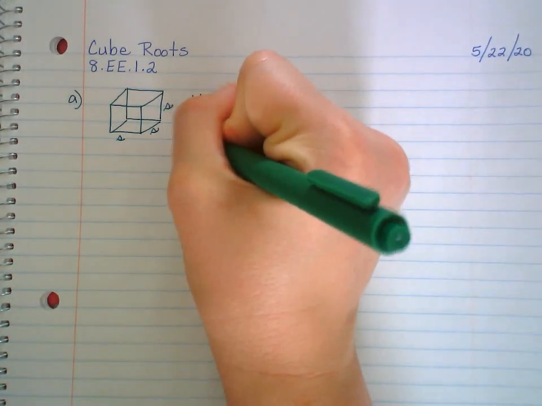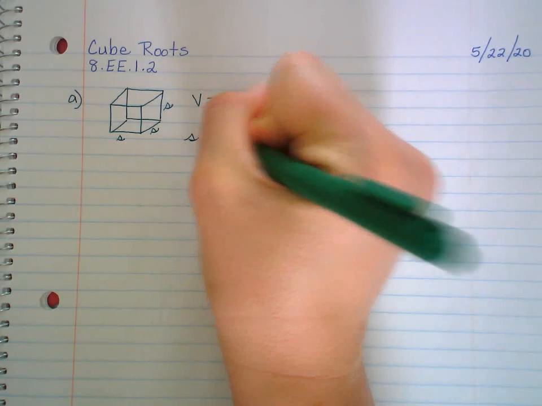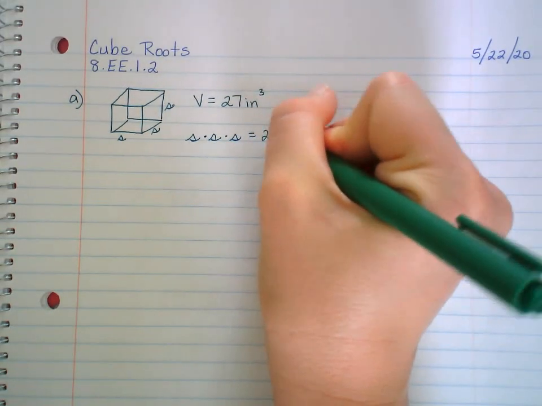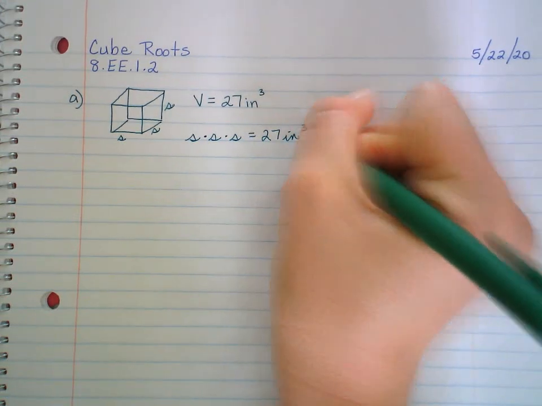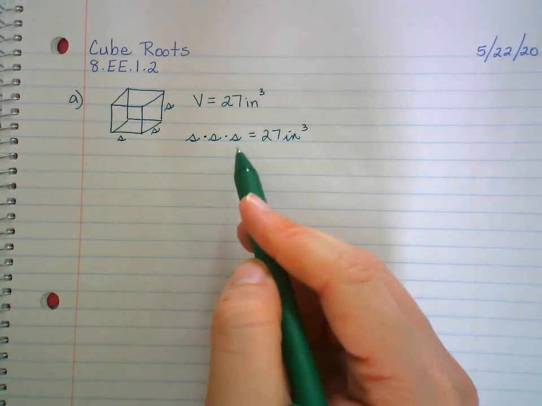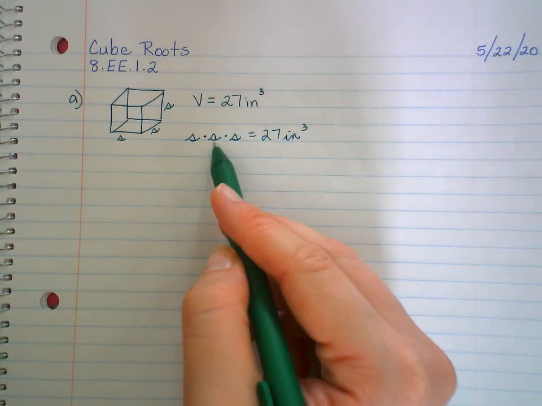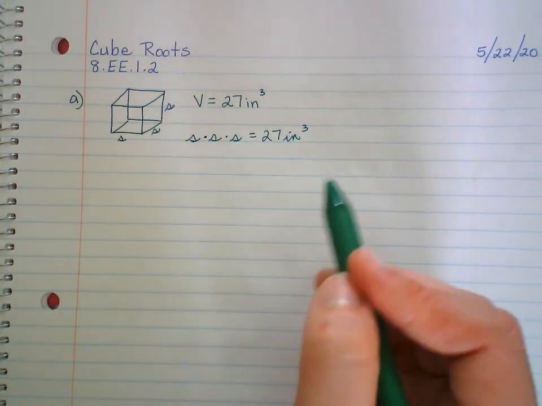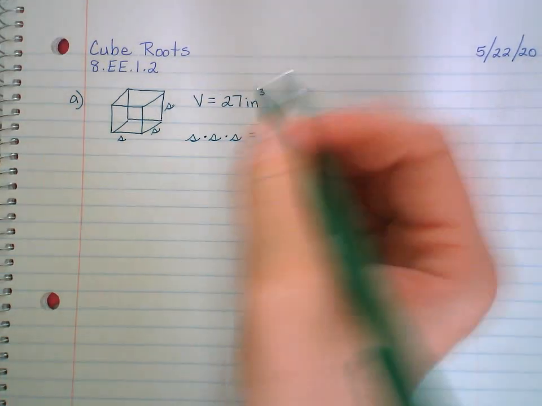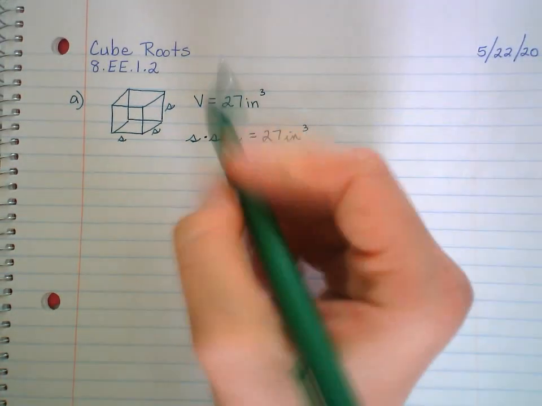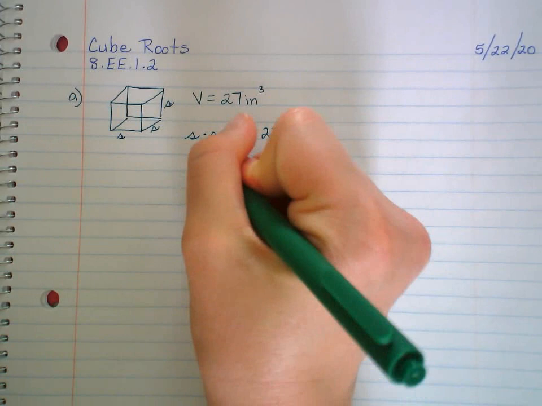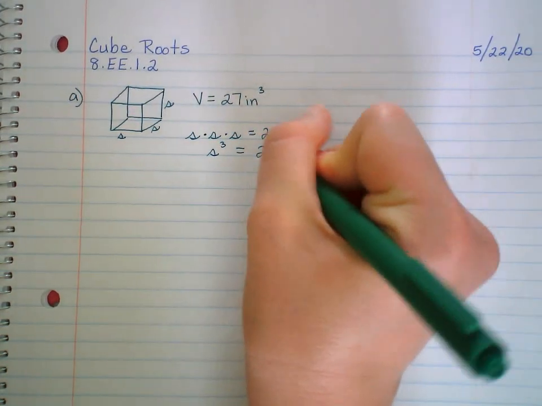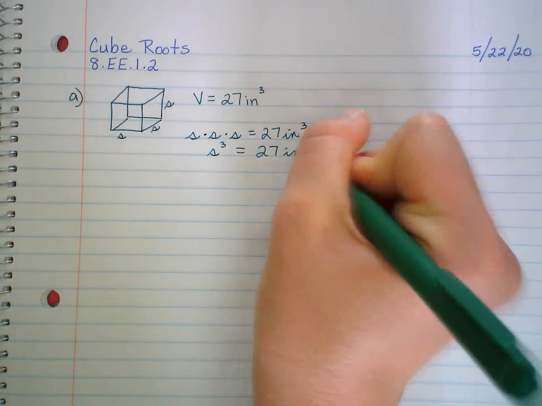So volume, side times side times side equals 27 inches cubed. What number times itself? So 3 times 3 times 3. 3 times 3 is 9. 9 times 3 is 27. So you could guess and check. The more advanced way that you're going to learn: side times side times side, that's side to the third, or side cubed, equals 27 inches cubed.